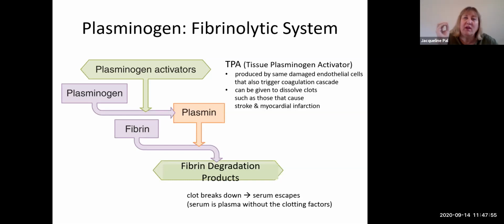So what's really cool is now we have created synthetic tissue plasminogen activators, and we can give those to people, for instance, who have a clot, which is either causing a heart attack, a myocardial infarction, or a stroke. And this promotes that clot to dissolve and break back down, thereby reestablishing blood flow to that area of the heart or the brain and trying to prevent further damage or limiting the scope of the damage at least.